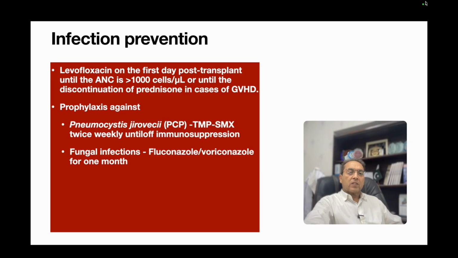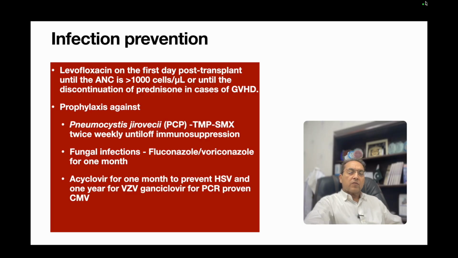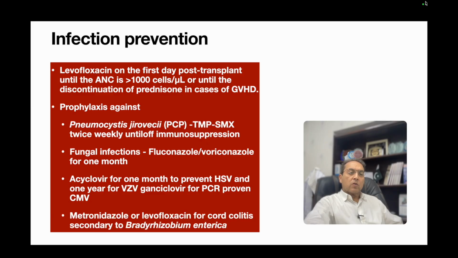And then for fungal infection, you can use fluconazole or voriconazole for 1 month. In more severe cases, voriconazole may be preferred over fluconazole. Acyclovir is used for 1 month to prevent herpes simplex virus, and for 1 year for varicella zoster virus. Ganciclovir for PCR-proven CMV infection can be used, and then metronidazole or levofloxacin for cord colitis.